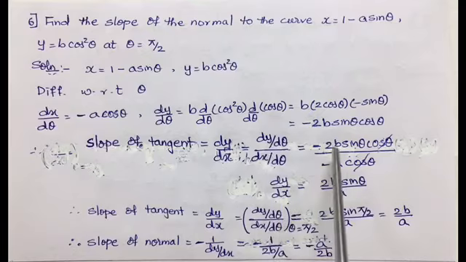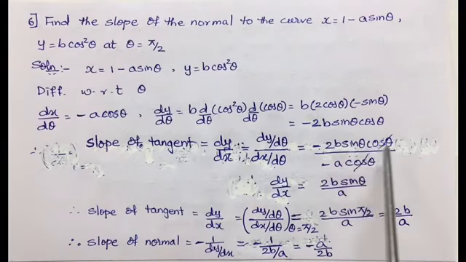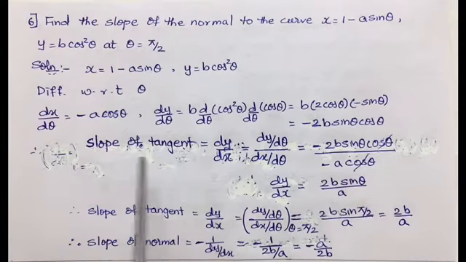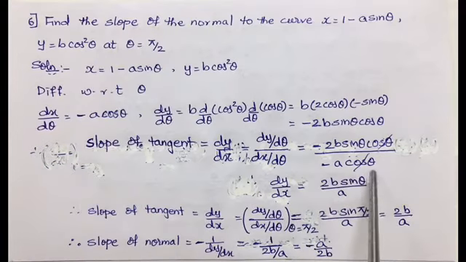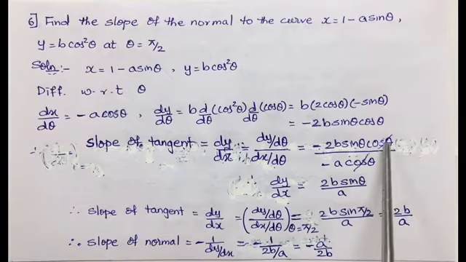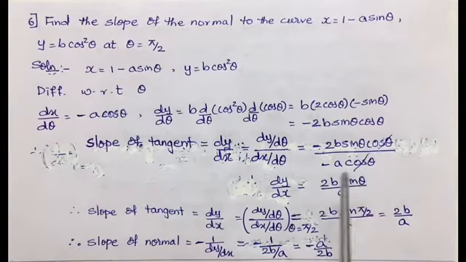Now dy by d theta value is minus 2b sin theta cos theta divided by dx by d theta value, which is minus a cos theta. That is being substituted. Cos theta gets cancelled. So we get dy by dx is equal to 2b sin theta upon a.